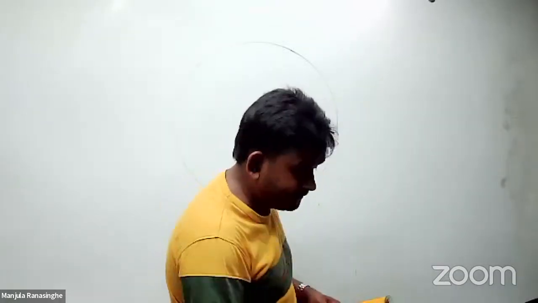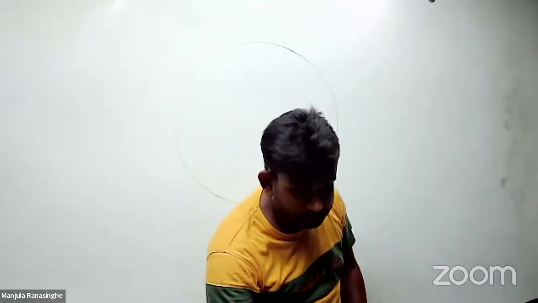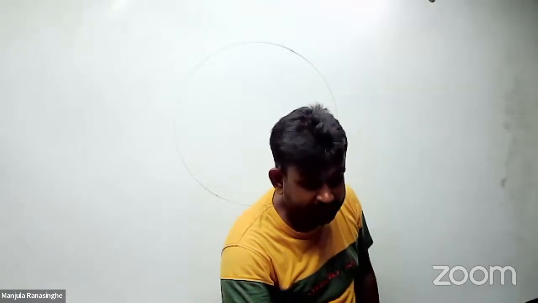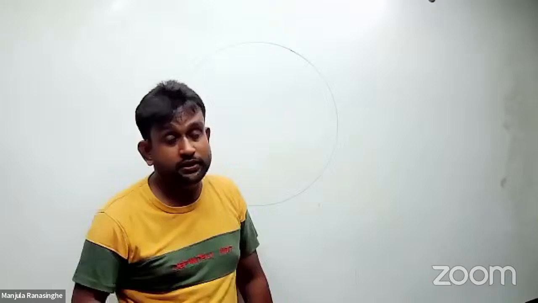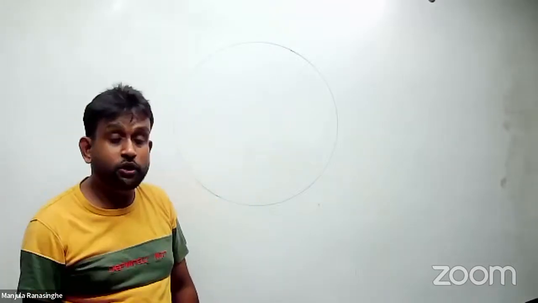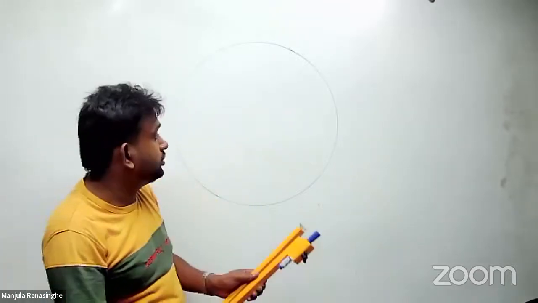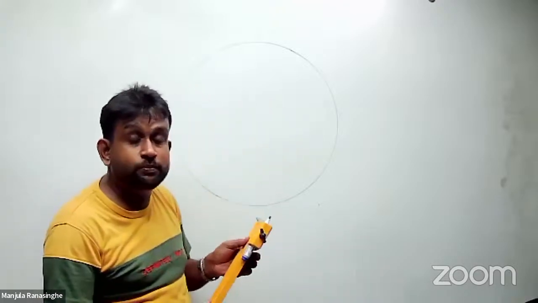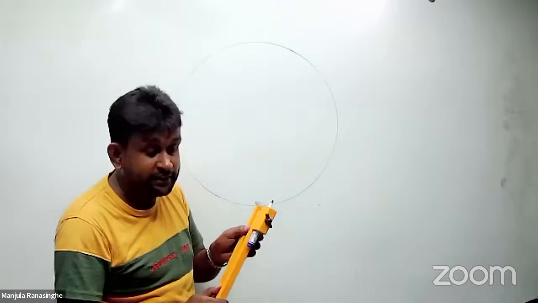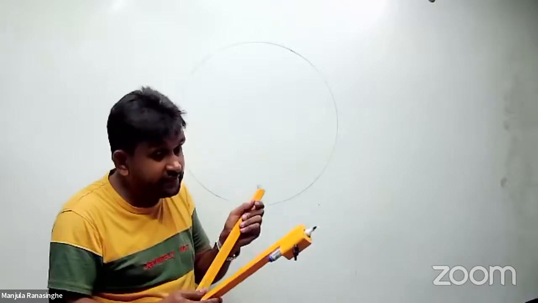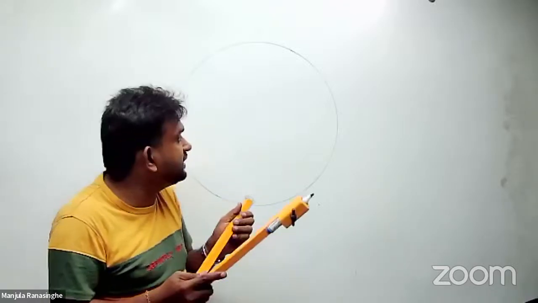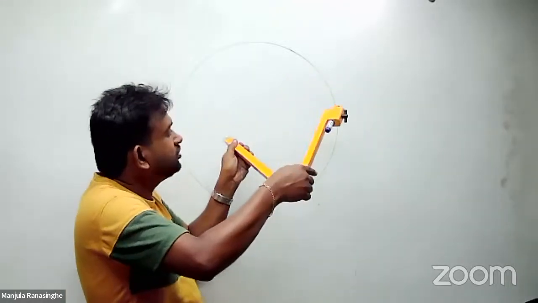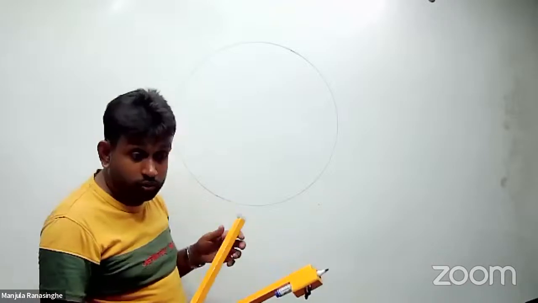Now they are saying to construct a chord AB of length 7.5 centimeter. The chord with 7.5 centimeter. So take now the chord length 7.5 centimeter. So to the compass, take 7.5. The radius was 5. Now you take 7.5. So how to draw a chord?